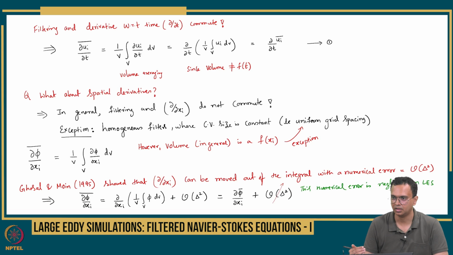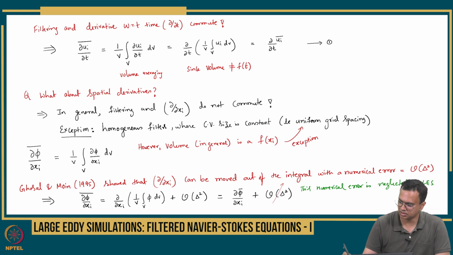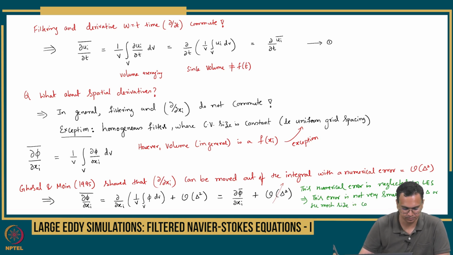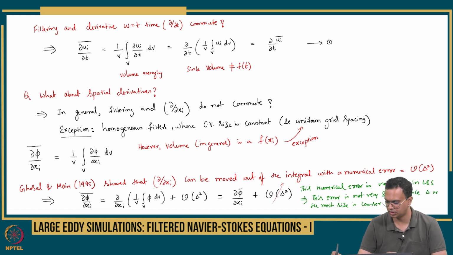So in this approach, the mesh size is not very tiny. So this error, which is a function of delta square, is not that small, since delta, or the mesh size, is coarser in LES when compared to the DNS mesh. The error is not that small here, but anyway, that is the path we have to follow ahead.